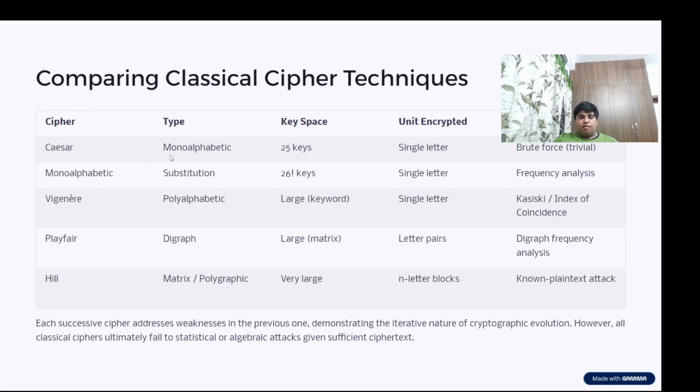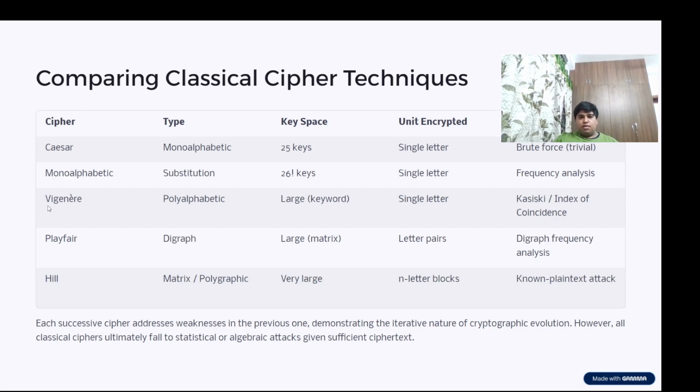Caesar cipher is a monoalphabetic cipher, key space limited to 25 keys, single letter, and of course the main vulnerability is brute force. It is very trivial. It's one of the weakest classical ciphering techniques. Monoalphabetic is substitution, 26 keys, single letter, and of course its main vulnerability is frequency analysis.